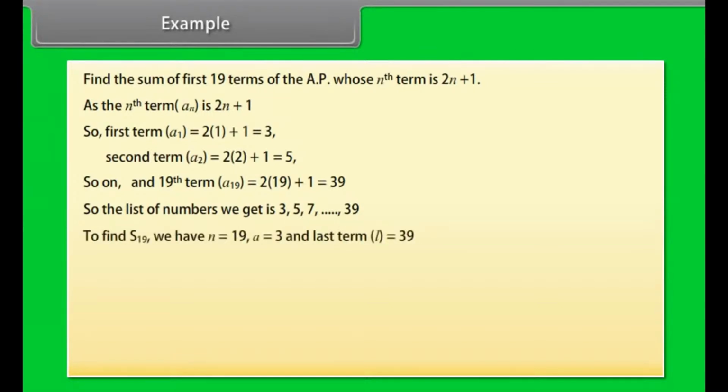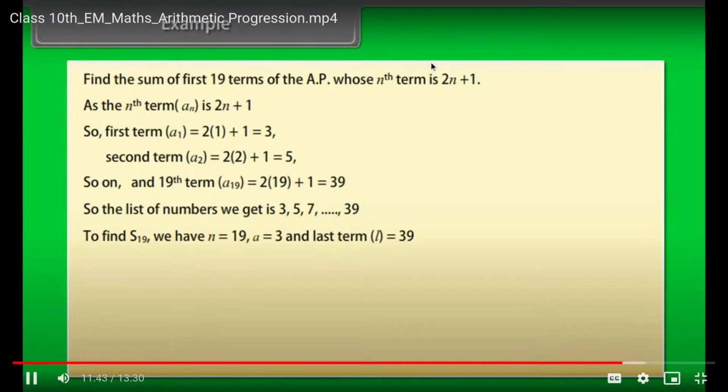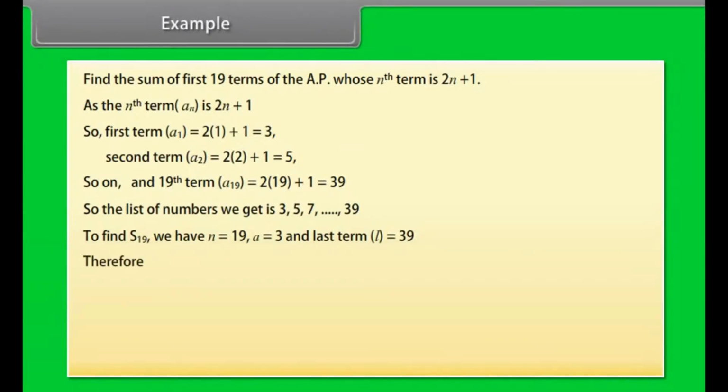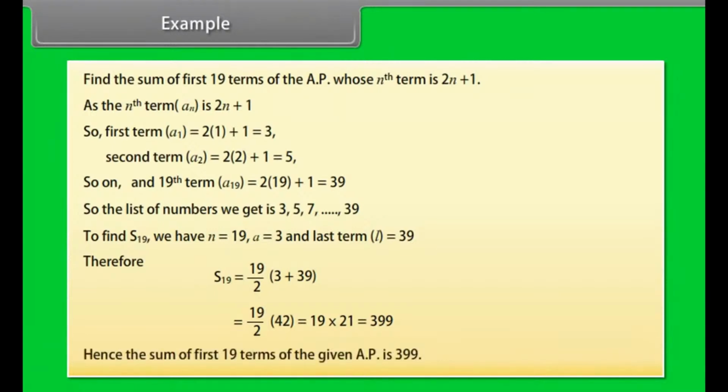Now to find S19, we have n as 19, a as 3, and L as 39. Therefore, S19 is equal to 19 upon 2 into (3 plus 39). This is equal to 19 upon 2 into 42, which equals 19 into 21, which is equal to 399. Hence, the sum of first 19 terms of the given AP is 399.